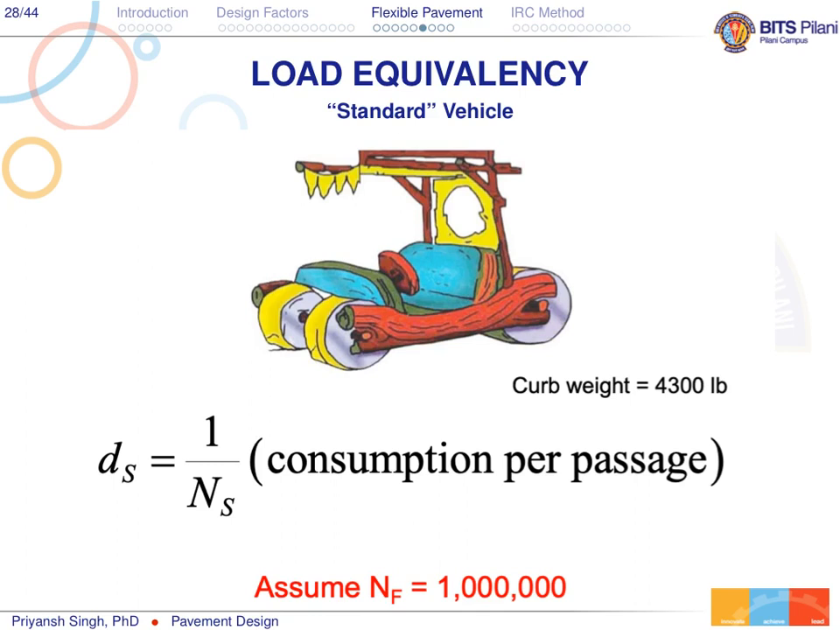Now let's assume I have some standard manufactured vehicle whose curb weight is 4,300 pounds and the pavement can support 1 million passes for this standard vehicle before failure. So the damage caused by each pass can be estimated by 1 upon the number of passes allowable for this standard vehicle. So let's name the damage for a standard vehicle on each pass DS, that will be given by 1 upon NS.